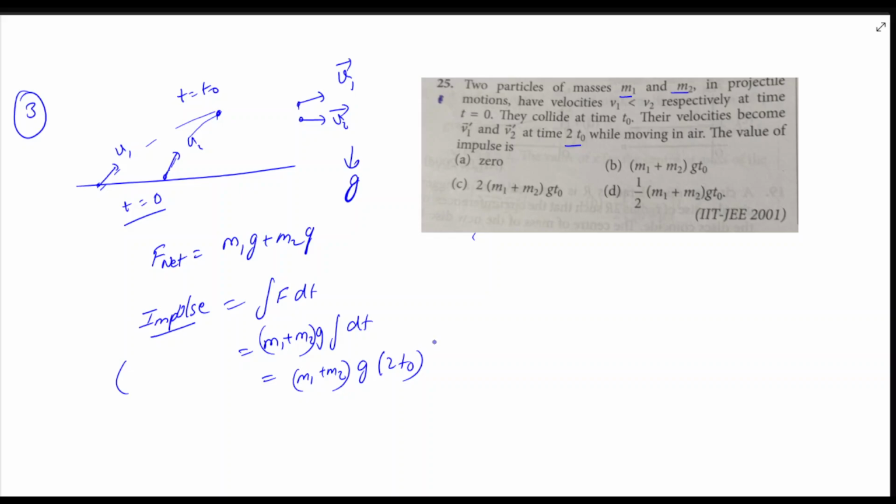So which option is correct? C is correct, right? So C will be the option. All the other data we don't actually need. This question is quite simple again. Let's move on to question number four.